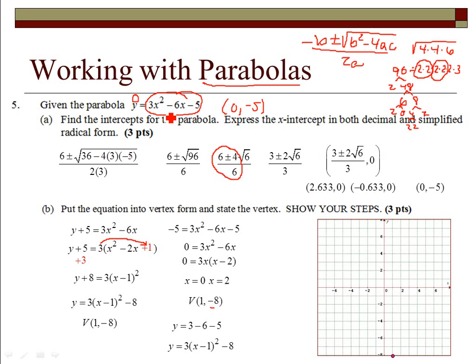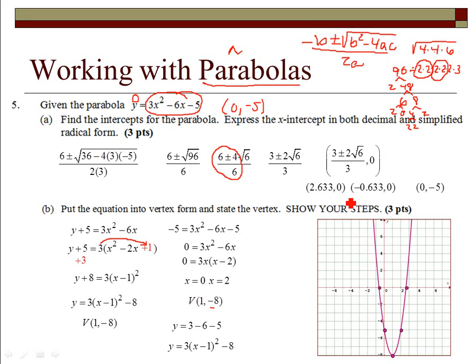We had our y-intercept of 0, -5. Lost my mouse. There it is. Okay. We had y-intercept at 0, -5, so I'll plot that point. Then, because of symmetry, I know there's another point right here. Now, if you didn't get that point, it wouldn't matter as much. Then I've got my intercepts at -0.633 and 2.633. And now I'm just going to sketch my parabola. Okay, so that was question number 5.